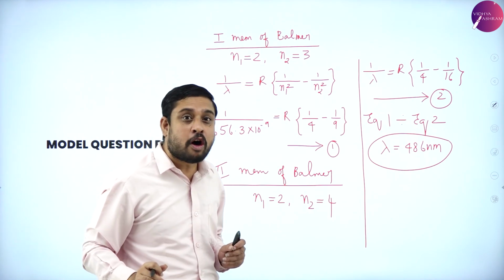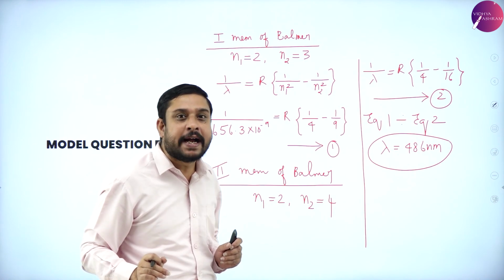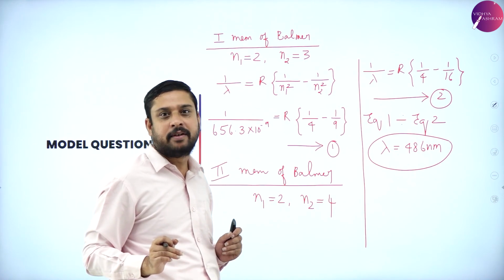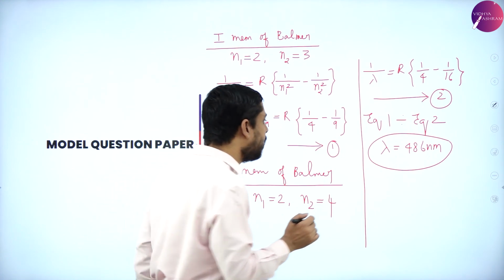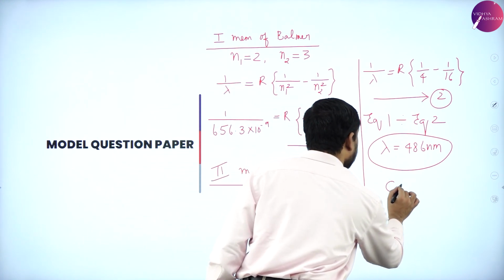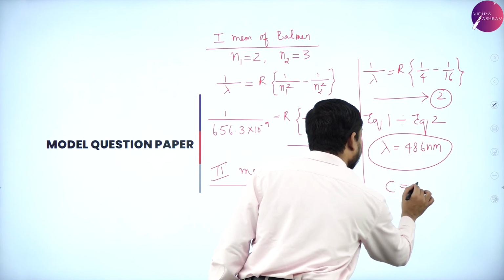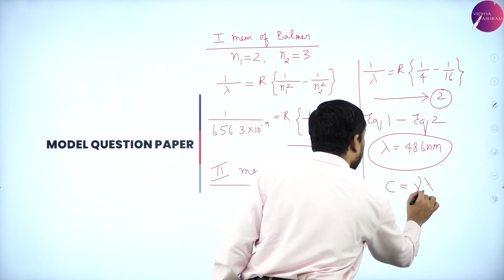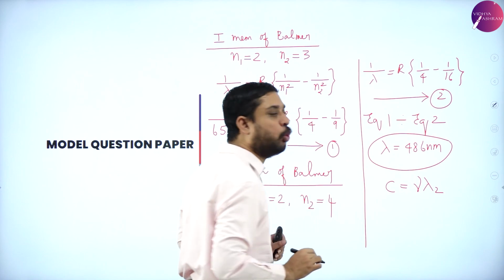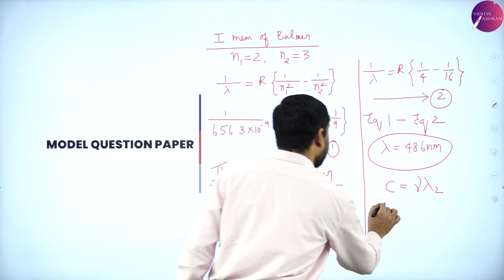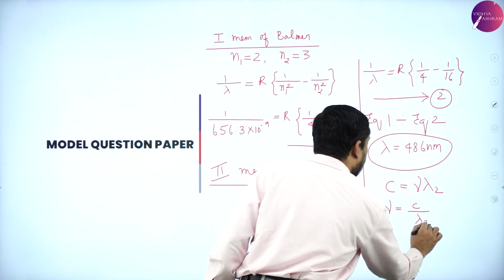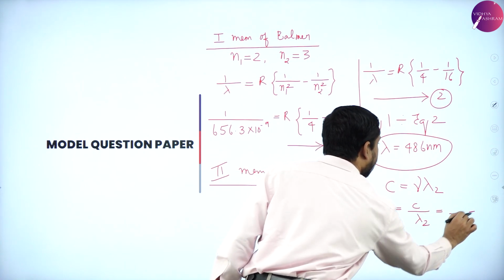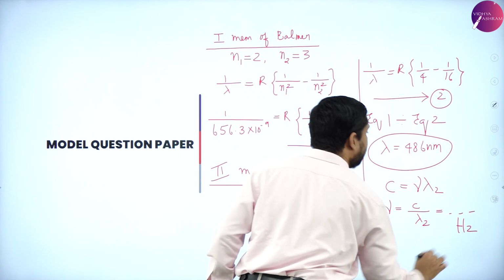Now with this, I will also have to find the frequency. How will I find the frequency? See, we know C is nu lambda 2, or nu is C by lambda 2. Equate, so many hertz will be the answer.